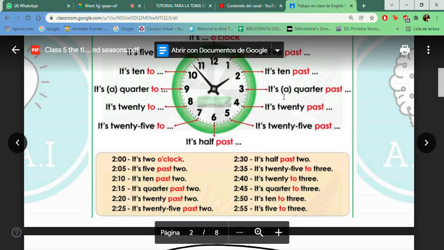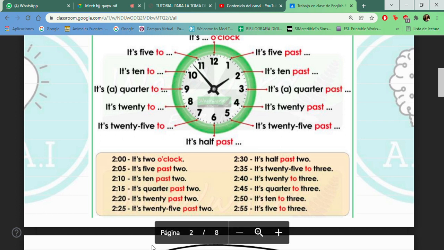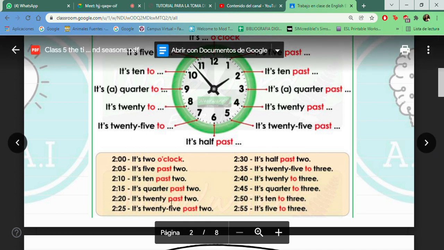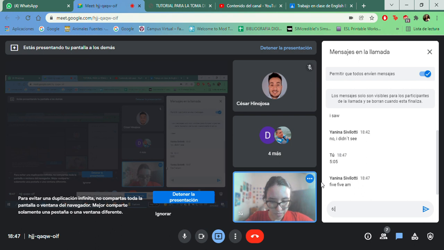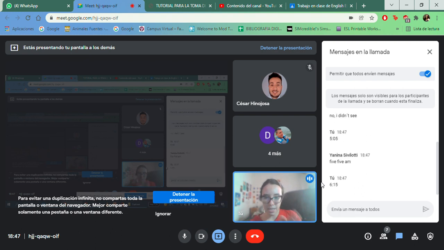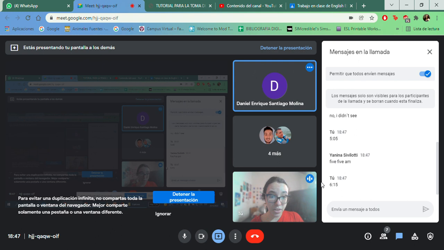Then we have a quarter. Okay, in this case, we use quarter, not 15. Okay, it's quarter past 2, for example. Right, so in this case, what time is that? It's 6. It's a quarter past 6. Very good. Excellent. Any questions from now? No? Great.